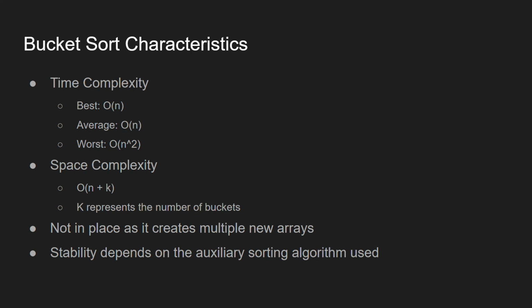Space complexity ends up being O of n plus k, with n representing the array length and k representing the number of buckets. So bucket sort does tend to be a very memory expensive algorithm, especially for larger values. Because it creates new arrays and then returns a new array, it ends up being not in place, which is unfortunate in some cases. Now the stability depends on the auxiliary sorting algorithm used. Something like merge sort will be stable, however other sorting algorithms will not be stable, so it is always good to pick a good auxiliary sorting algorithm.